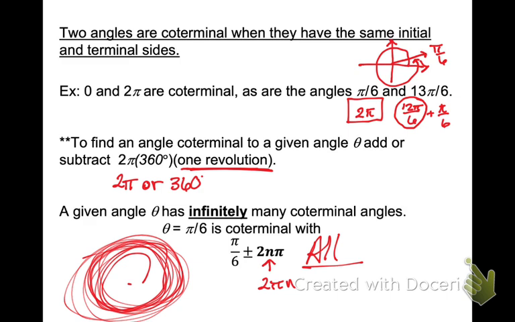So if it asks you for 1, you add or subtract 360. And if it asks you for all, you put what? Plus or minus. Or you could also do plus or minus 360, couldn't you? When do you put 360? When you're in what? Degrees. When do you put 2 pi? When you're in radians. Radians, not radius. Questions?